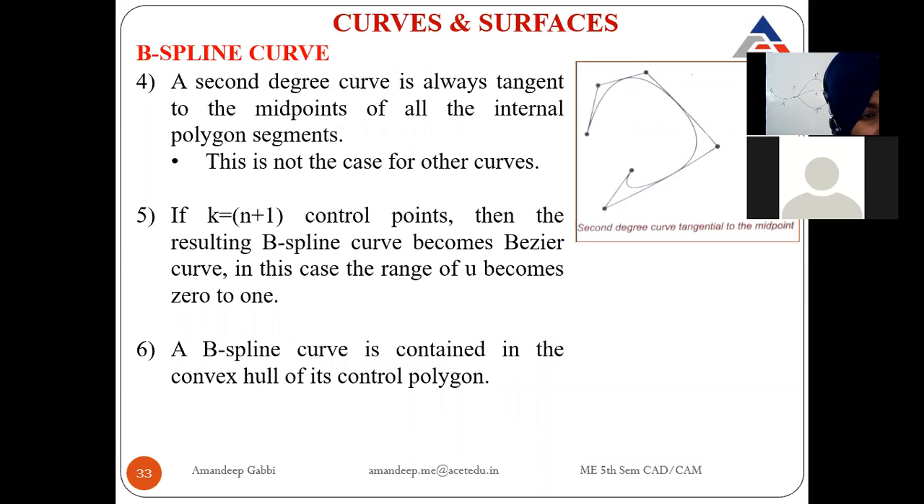A second degree curve is always tangent to the midpoint of all the internal polygon segments. It is not the case for others. And if k is equal to n plus 1 control points, then the resulting B-spline curve becomes a Bezier curve. In this case, the range of u becomes 0 to 1. A B-spline curve is contained in the convex hull of its control points. Basically, again, a curve generated in case of B-spline is also contained inside the convex hull generated by the control points of the curve.